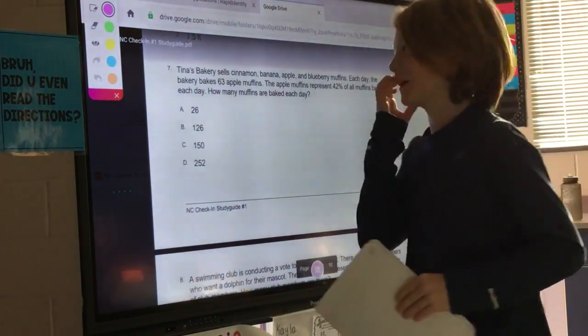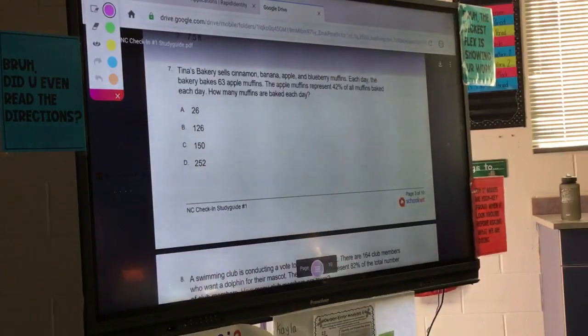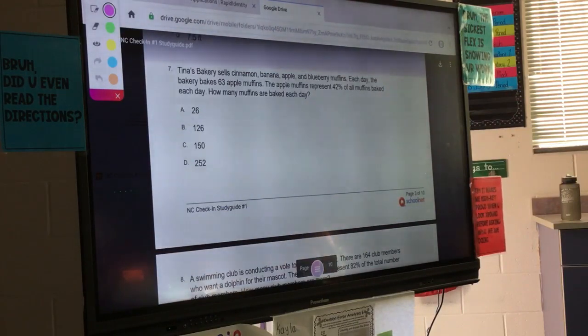You highlight it. Okay. Tina's Bakery sells cinnamon, banana, apple, and blueberry muffins. Each day, the bakery bakes 63 apple muffins. The apple muffins represent 42% of all muffins baked each day. How many muffins are baked each day? All right, annotate.